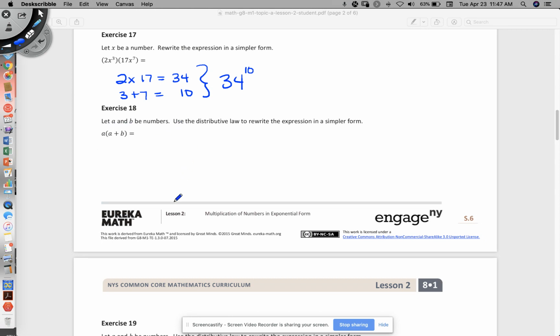Let's look here. Let a and b be numbers. Use the distributive property to rewrite the expression in a simpler form. If you remember the distributive property, the number on the outside gets multiplied to everything on the inside. So we're going to do kind of a double rainbow here. a times a gives me a squared. a times b, so we're going to add that, gives me ab. And that's it. That's all you can do with that one. Let's go on to number 19.